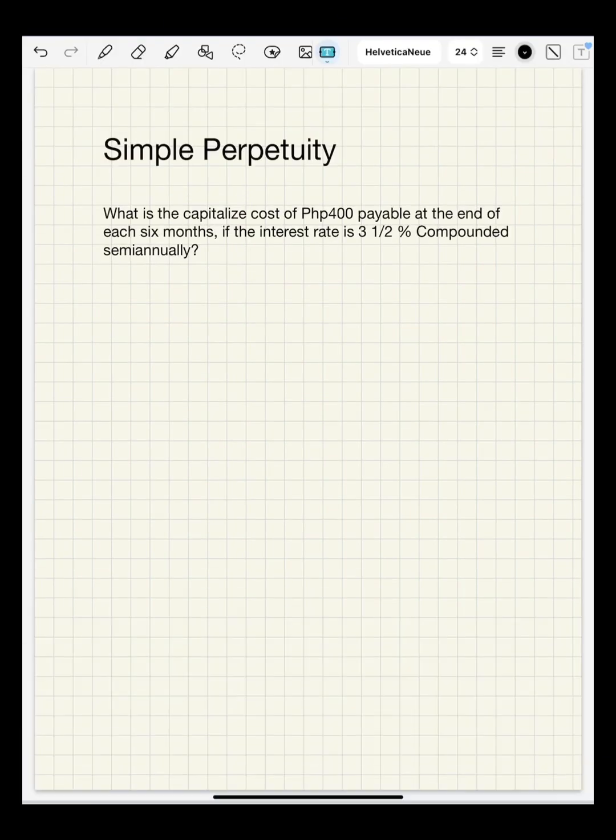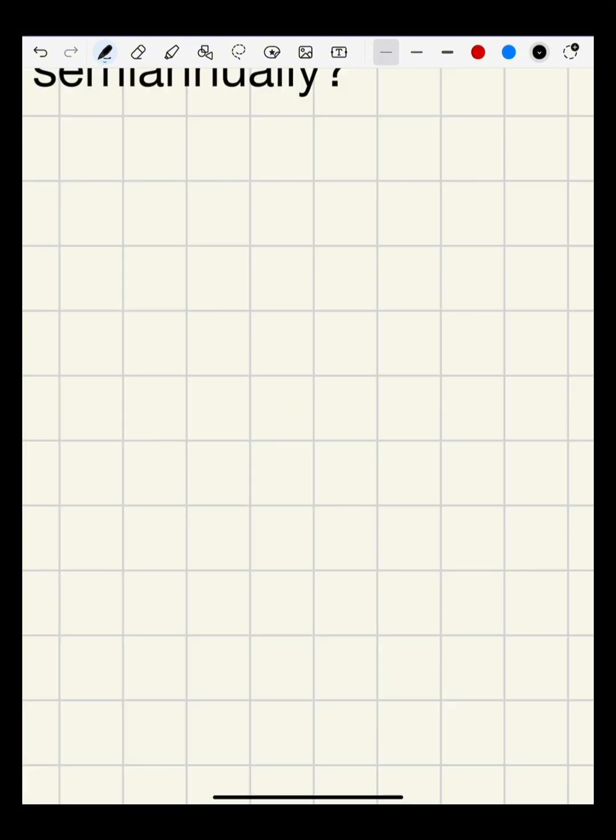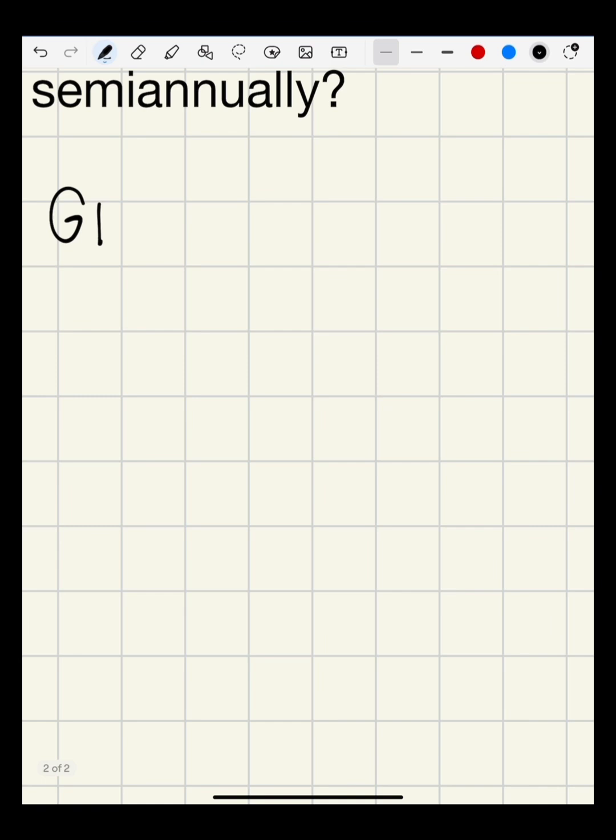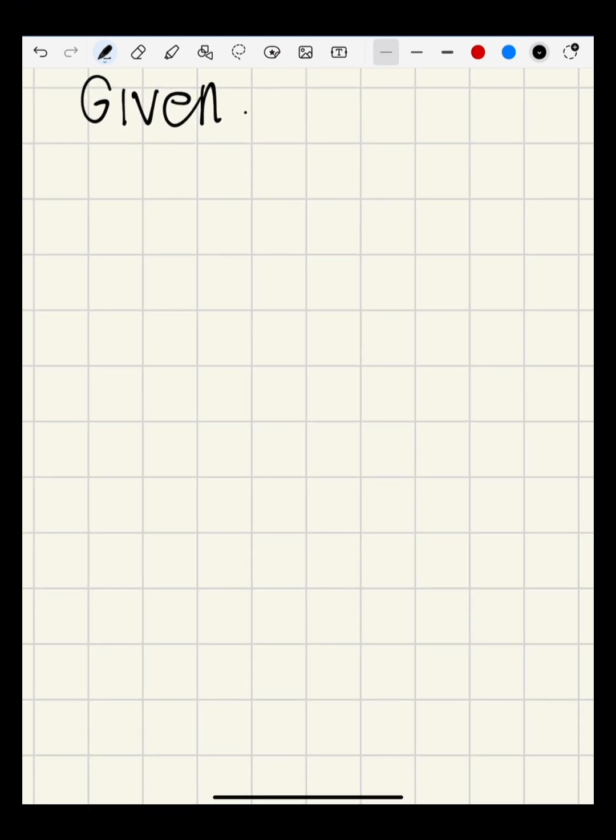And now our third problem is simple perpetuity. What is the capitalized cost of 400 pesos payable at the end of each 6 months if the interest rate is 3.5% compounded semi-annually? Now we're going to find the given. R means the payment. M is the number of conversion periods per year. R means rate and also the i.